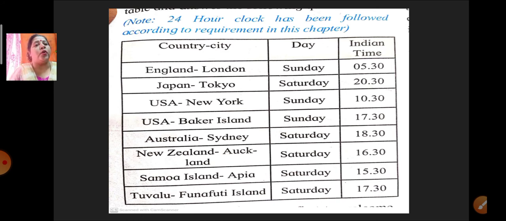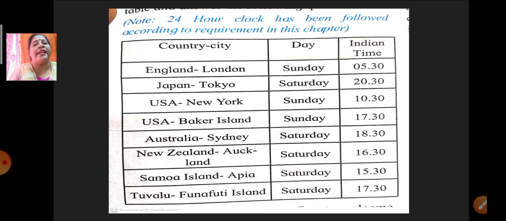Okay, next is Australia, Sydney. When Sydney was celebrating their New Year, let's see what the timing was in India. In India, it was Saturday 6:30 p.m. That means, had we finished our New Year? No. We were still traveling towards New Year. So when Sydney had already celebrated their New Year, we were still on Saturday 6:30's timing.